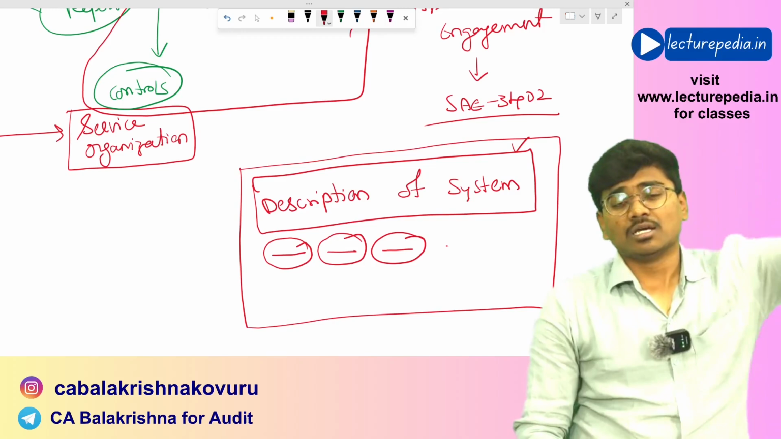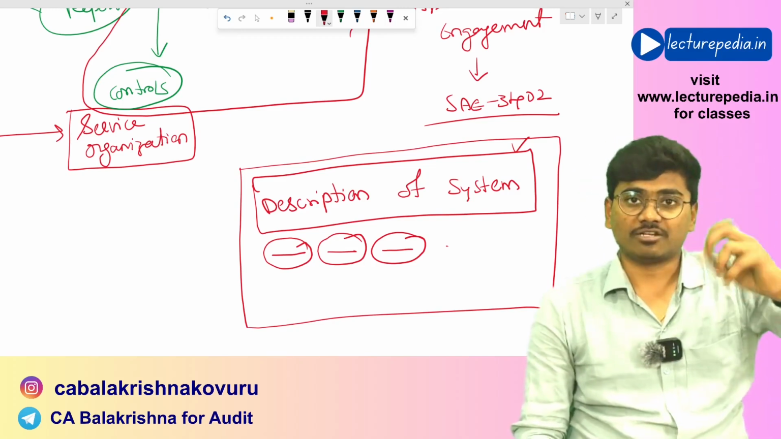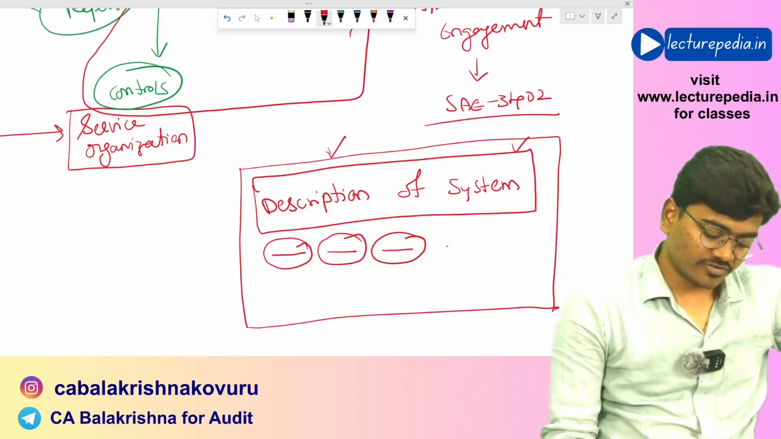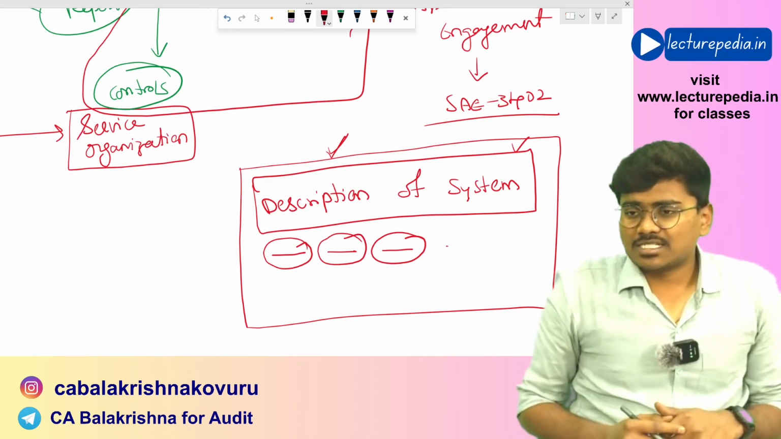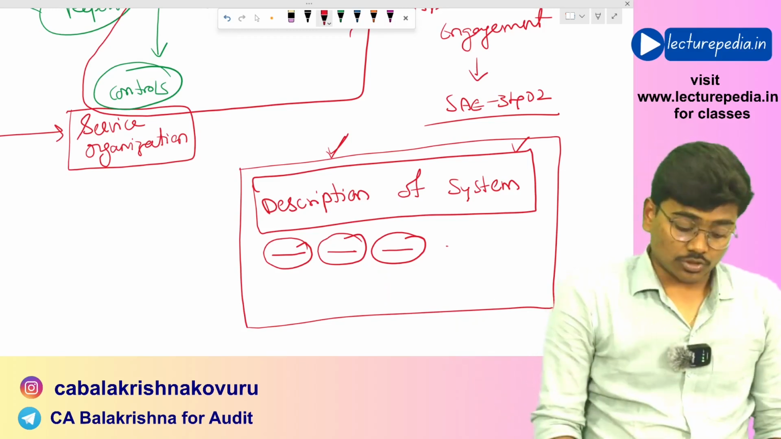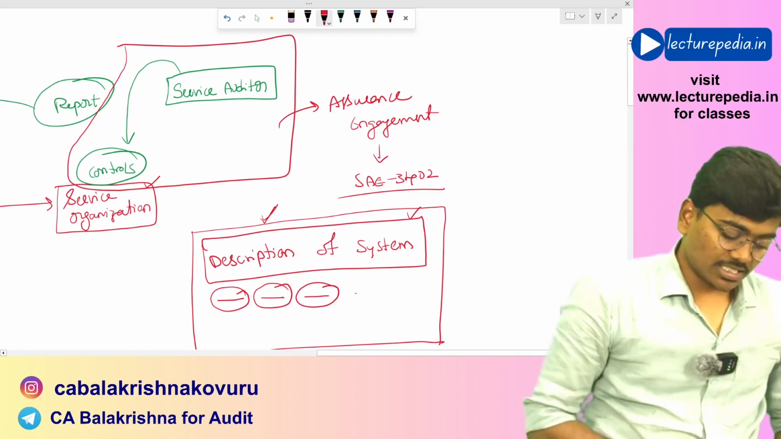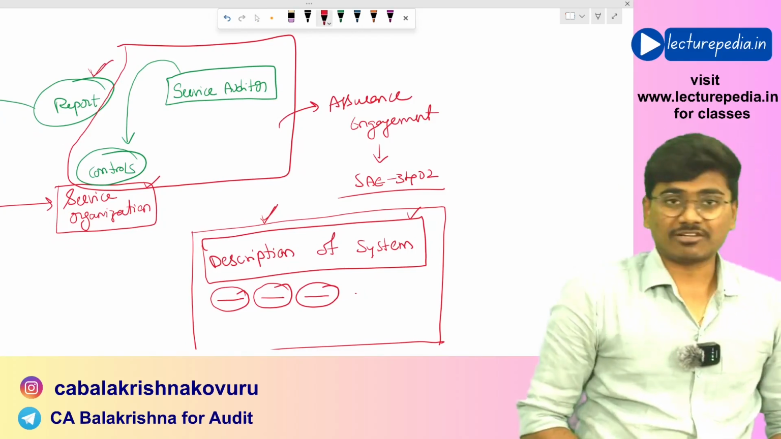Now generally, whenever any user entity comes to the service organization asking for a service, the service organization will share this description of system document with the user entity. Now the user entity will not just believe that description of system. So along with this description of system, the service organization will also share the report that is issued by the service auditor.